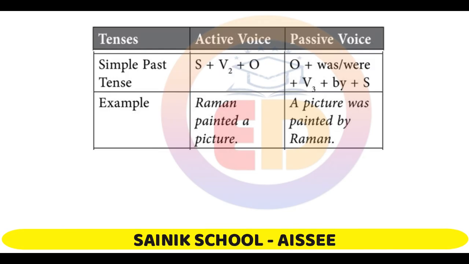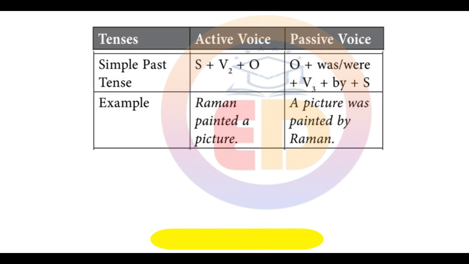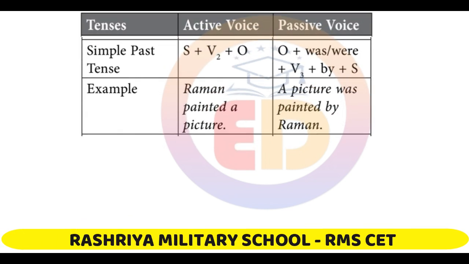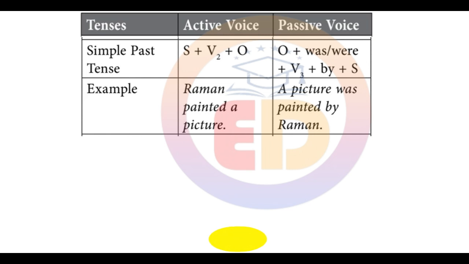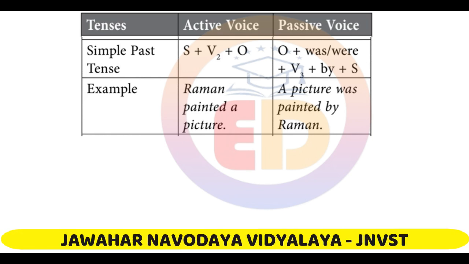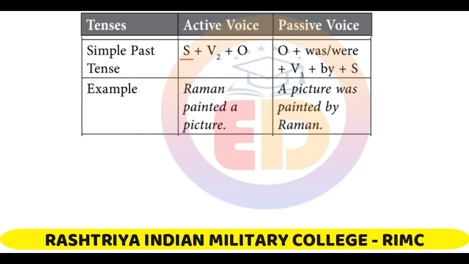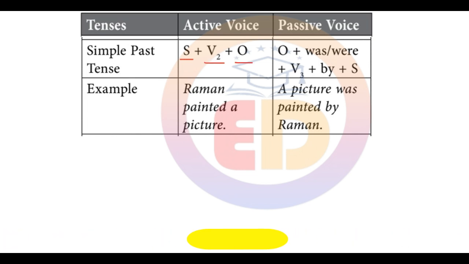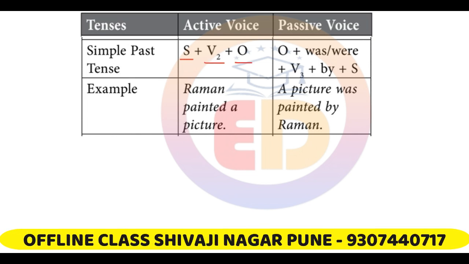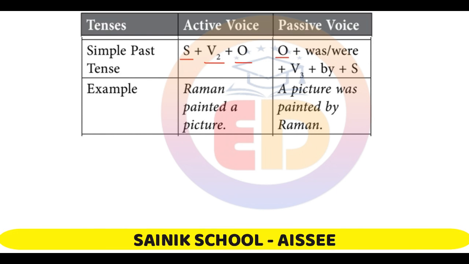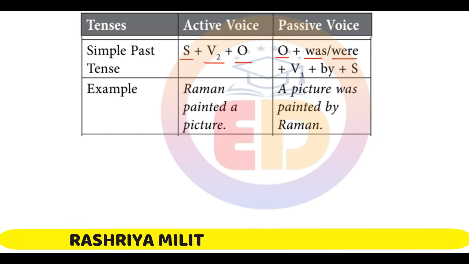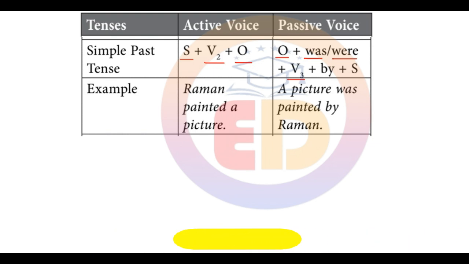Now after the present tense, let us discuss the past tense. In the active voice, the construction of past tense is subject plus V2, which is the past form of the verb, plus the object. And in the passive voice, it will be object plus was or were based on the subject, if it is singular or plural, then past participle form V3 plus by plus the subject.